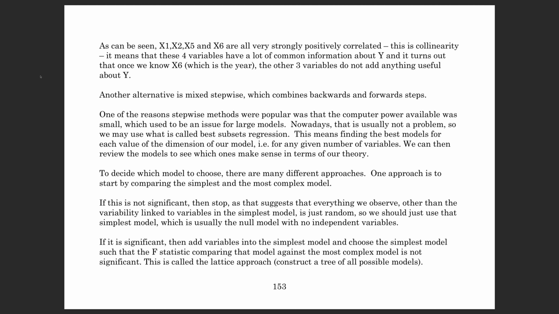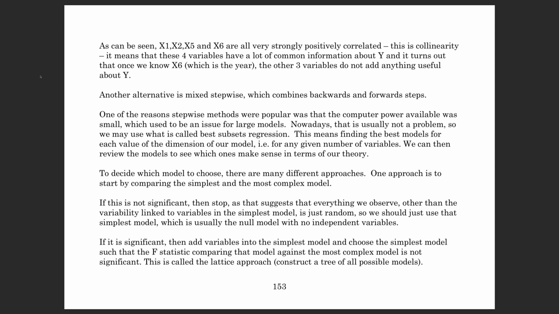Now, I said that we can't use R² as a useful way to choose the best model, because that would simply choose the most complex one. I said that adjusted R² was a bit better, but it turns out still not perfect. So let's think a little bit more carefully about model selection. One thing we should obviously do to start with is compare the simplest and the most complex model. That's our overall F-test.